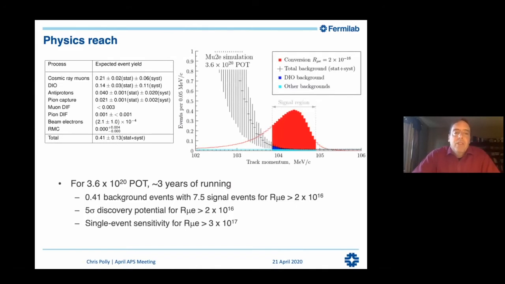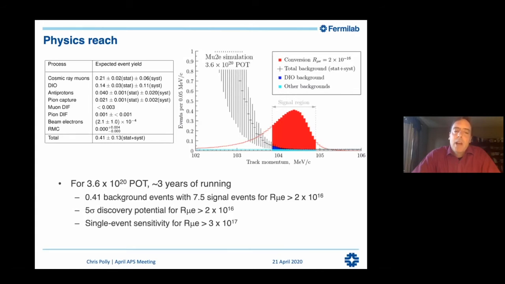As for the physics reach, you can see the predicted background events in the table on the left. This is with their latest and greatest Monte Carlos. And you can see the background prediction for 3 years of running, which is equivalent to having 3.6 × 10²⁰ protons delivered to their production target, is about 0.41 events.